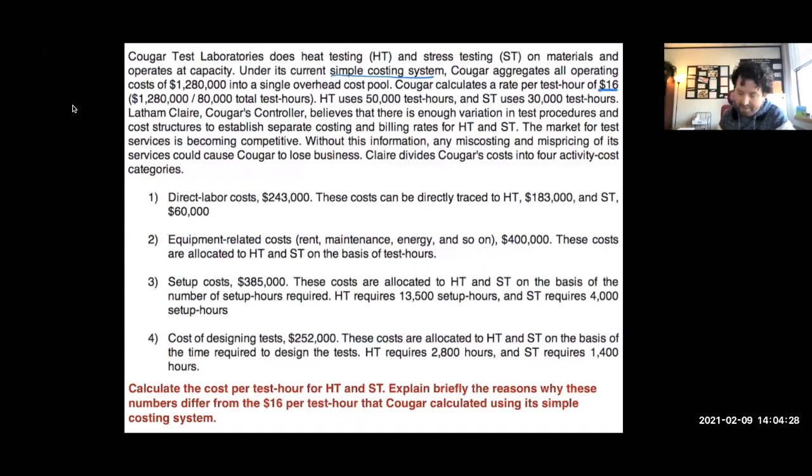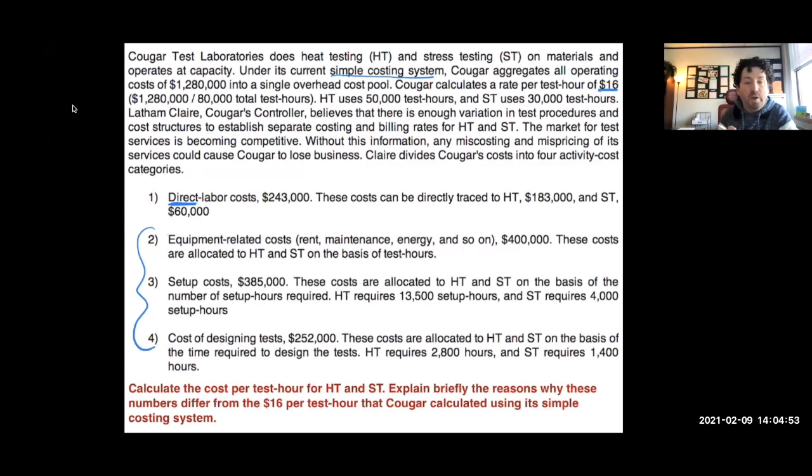All right, so Clare divides Cougar's cost into 4 activity cost categories. The first one is direct cost. Keep that in mind. We know direct costs are directly traceable back to the products. There's nothing we have to allocate there. The last 3 of those are indirect or overhead costs. So those we're going to have to allocate on some method.